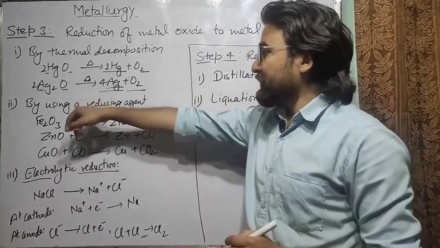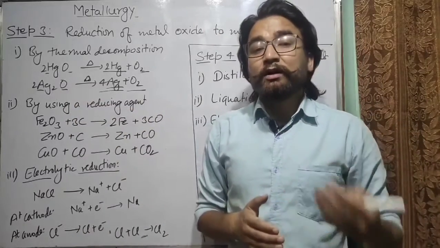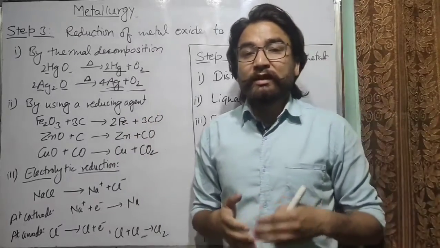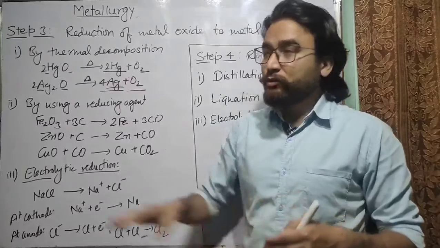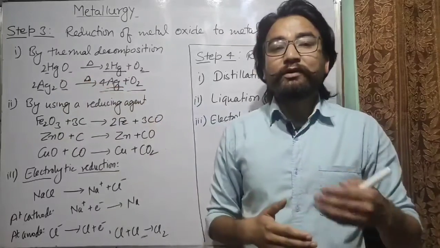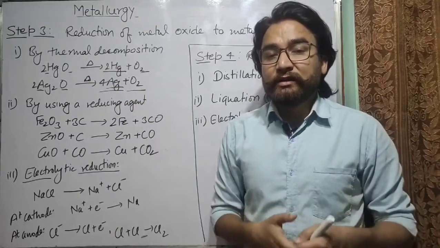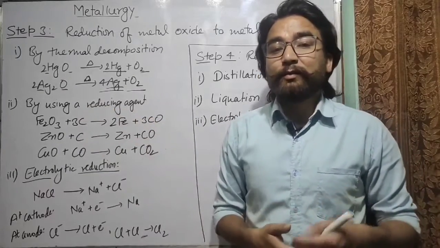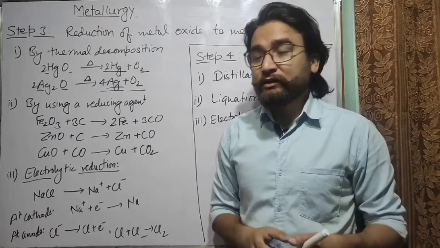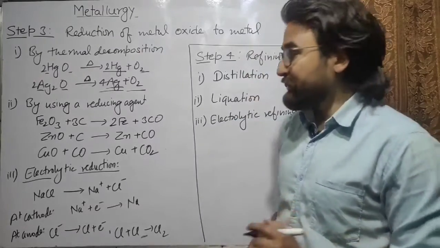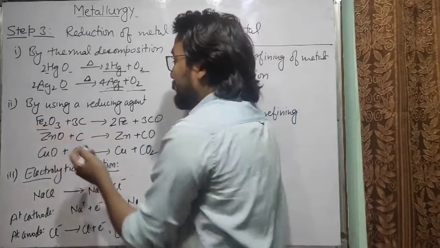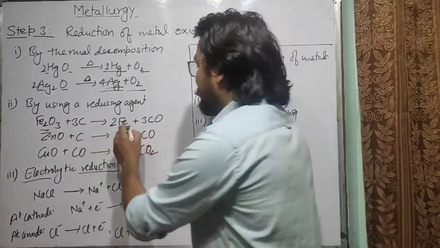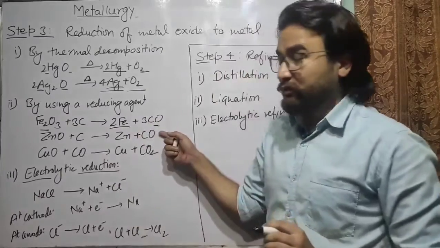The next method is by using a suitable reducing agent. You can see that not all the metals can be reduced by thermal decomposition. So for the reduction of some metal oxides, we can use some reducing agents. Generally carbon or carbon monoxide are used for reduction. They are very good reducing agents. So what happens on reduction? You can see Fe2O3, this is the oxide of iron. So we can get Fe and 3CO2.